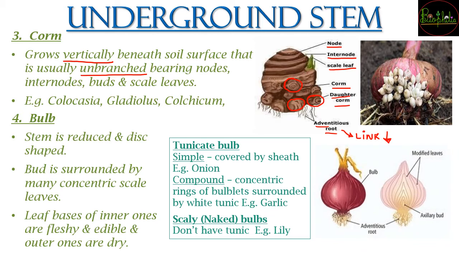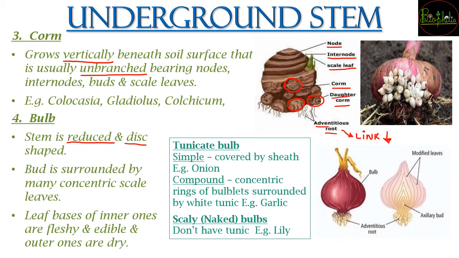So in the case of bulb, the stem is going to be very much reduced यानी उसकी size बहुत कम हो जाएगी. You will not be easily understanding कि वो एक underground stem है because it is reduced in size as well as disc shaped. So generally आप किसी stem को disc shape का believe नहीं करोगे, but in the case of bulb it is.